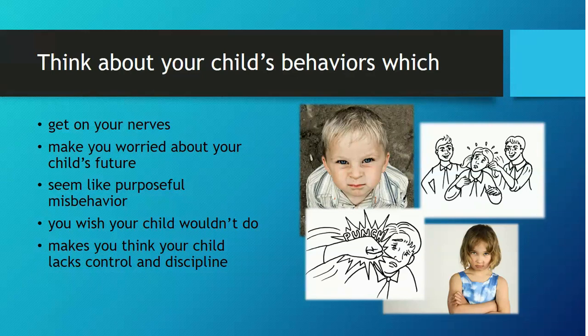So, first of all, think about your child's behaviors which get on your nerves, which make you worried about your child's future, which seem like purposeful misbehavior, which you wish your child wouldn't do, or which make you think your child lacks control and discipline. Okay, think for a while. The things that get on your nerves, basically. You can even make a list, because we might want to come back to it later. You may stop the video and make a list if you like, and we'll go on in a minute.